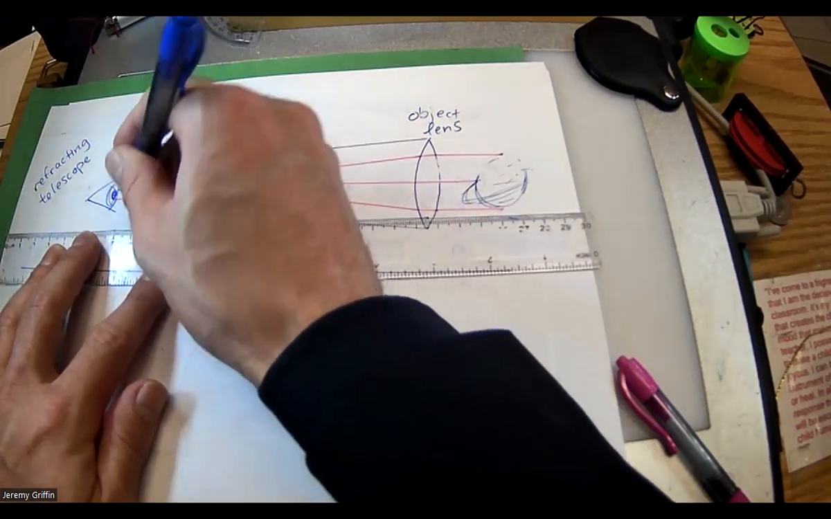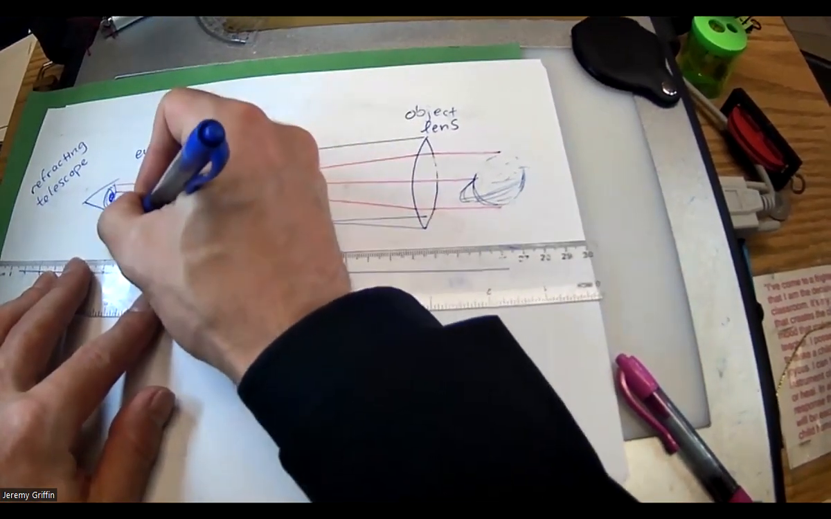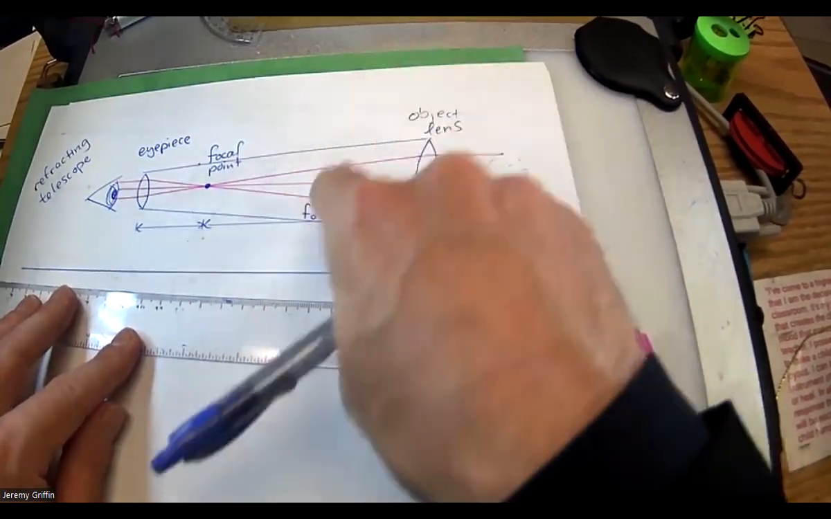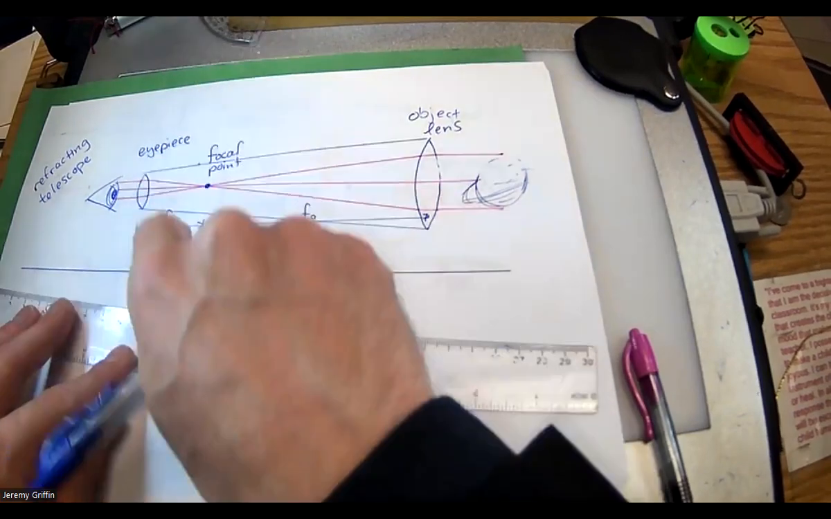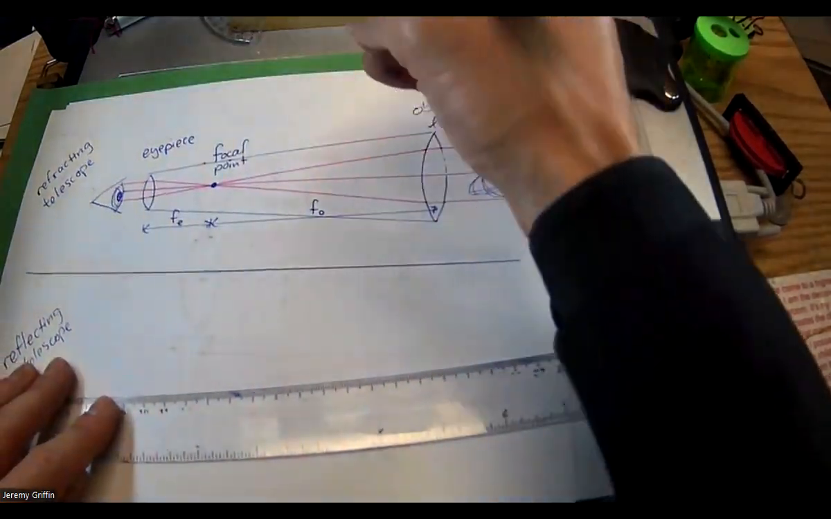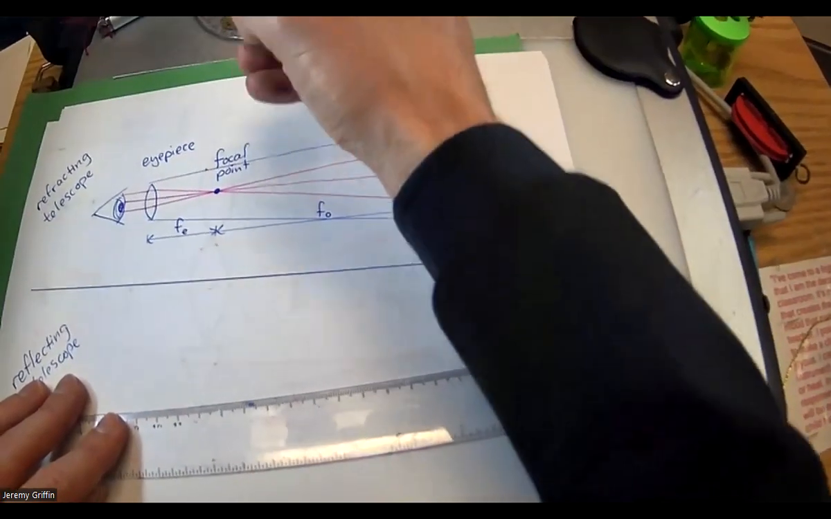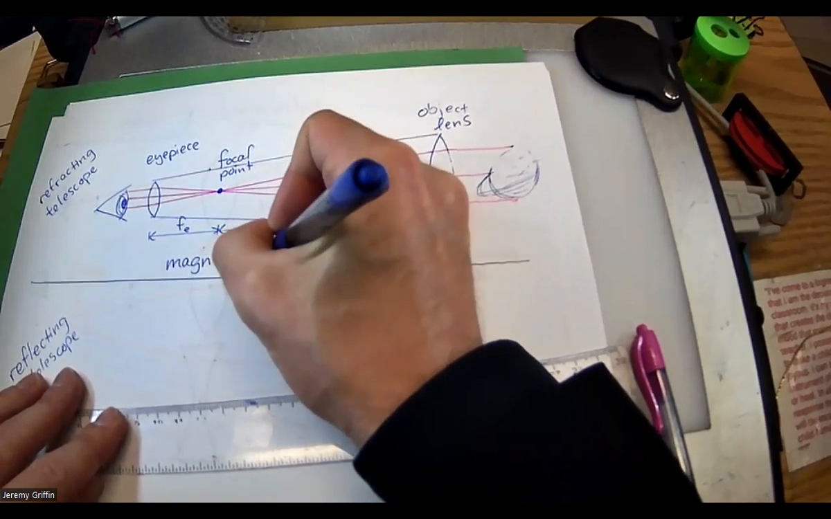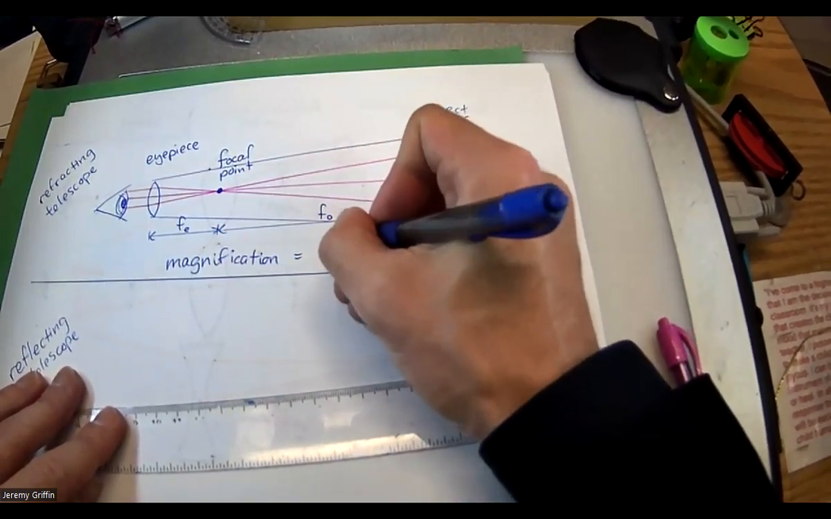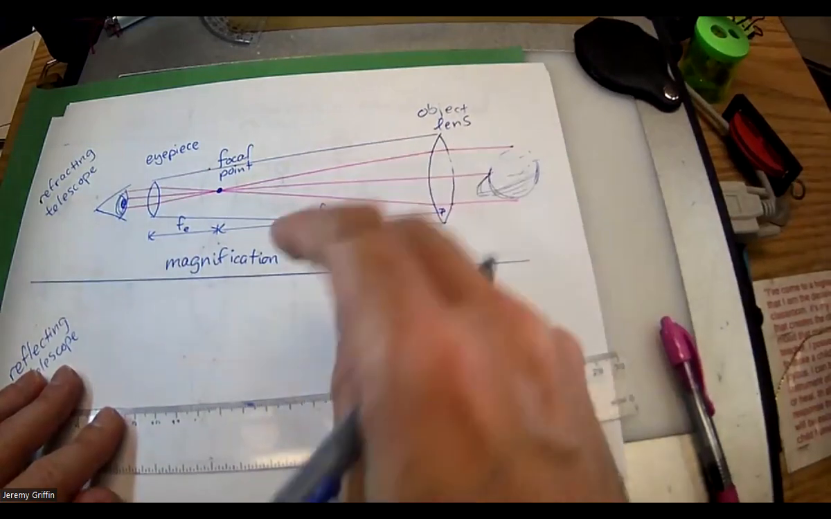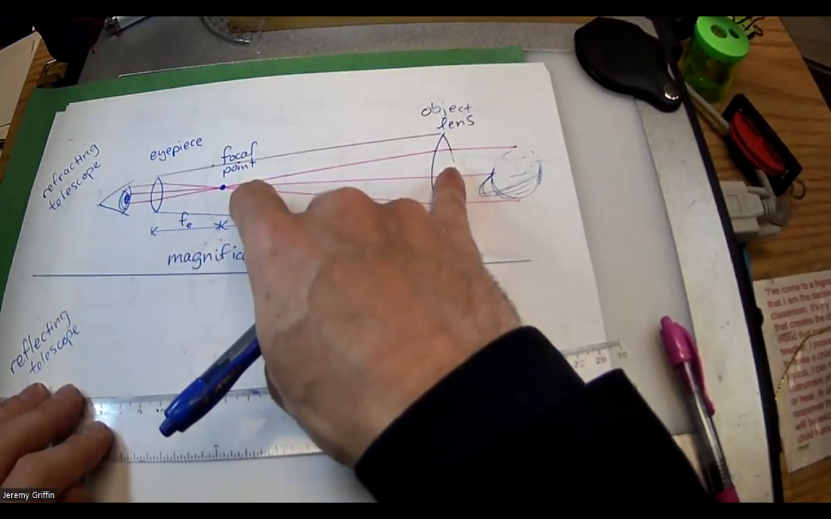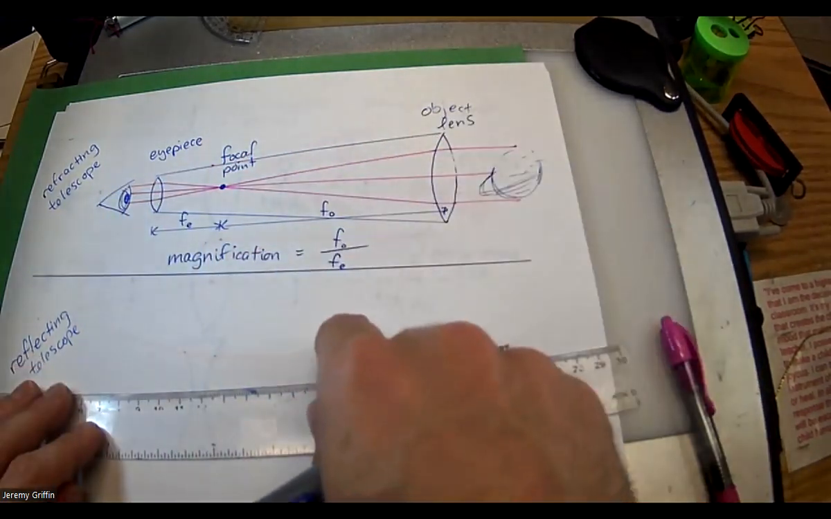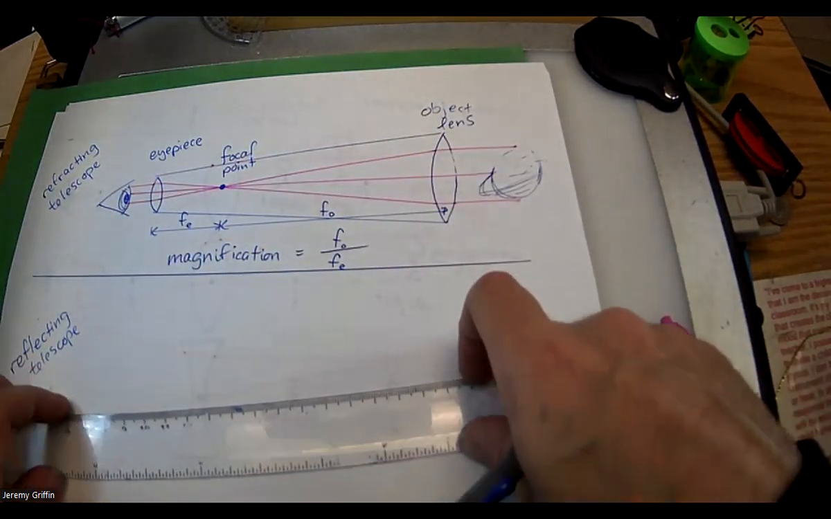You might wonder, what is the magnification on this thing? I'll call this f sub o, the focal distance of the objective lens, and f sub e, the focal distance of the eyepiece. The magnification equals f_o over f_e. It's just the ratio of those two. So if this is 20 centimeters and 2 centimeters, 20 over 2 is a 10 to 1 ratio. So you get 10 times the magnification. There you go.